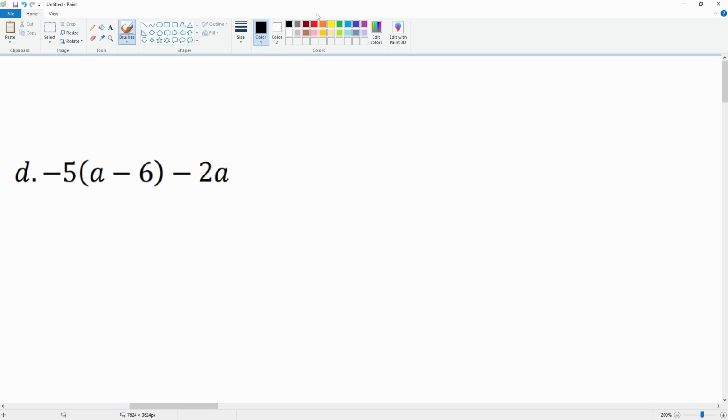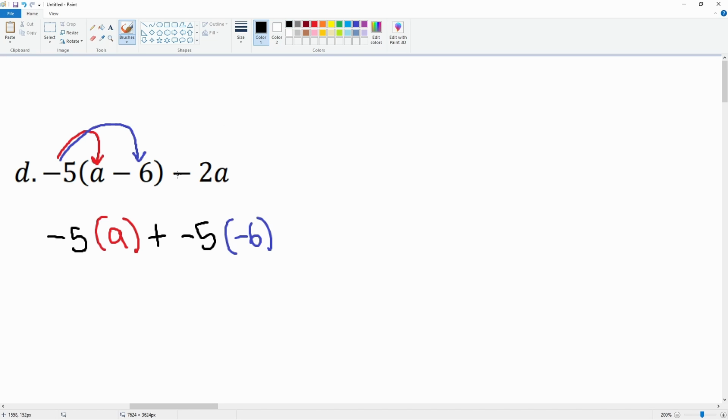Okay. We have a -5 in front of the parentheses, so we have to now distribute. The -5 is going to be distributed into the a term here. Then the -5 is going to be distributed to the -6. So it's always an addition. -5, -6 here. We bring down that -2a like normal.